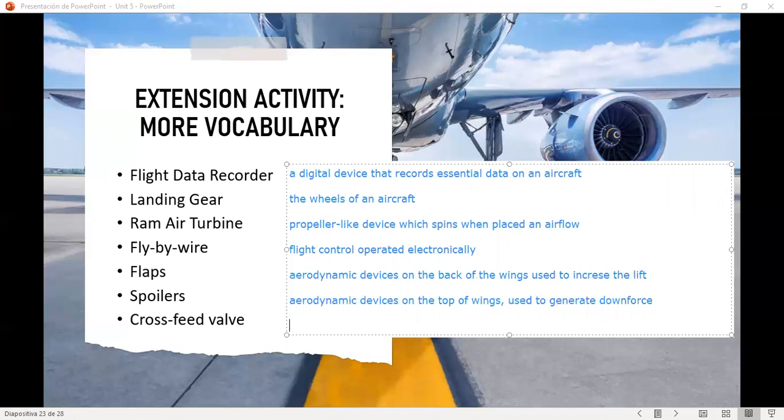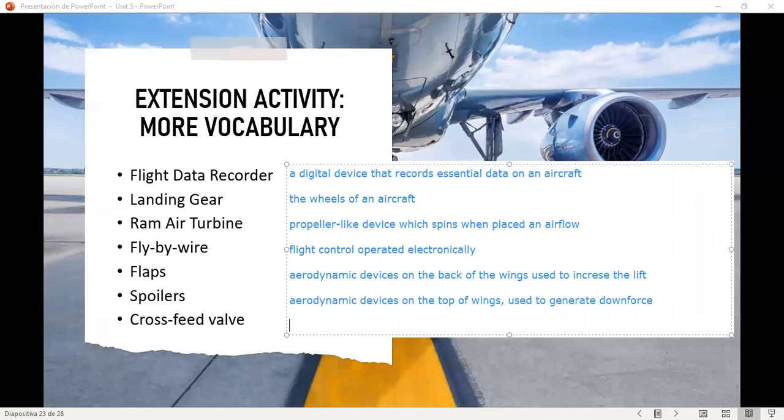And the last one, the crossfeed valve. That's the clue. In this case, I don't know if this part is a hydraulic part in the aircraft. Maybe used to supply force or pressure. I don't know. I don't remember more.